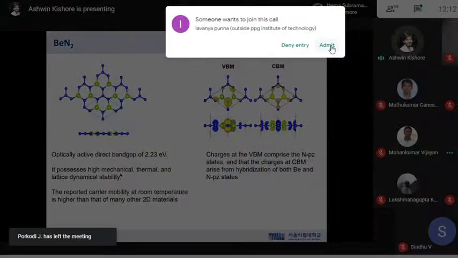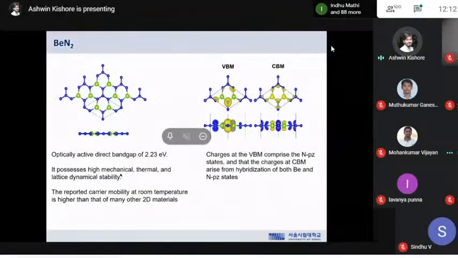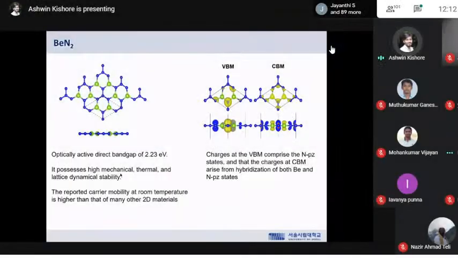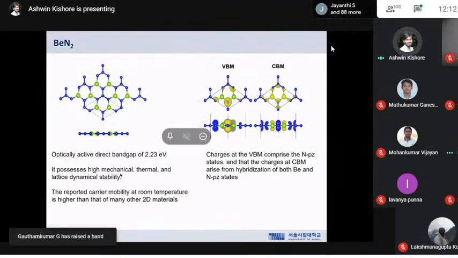So to check how the charges are present in the system, we have calculated the band decomposed charge density at the valence band maximum and the conduction band minimum.